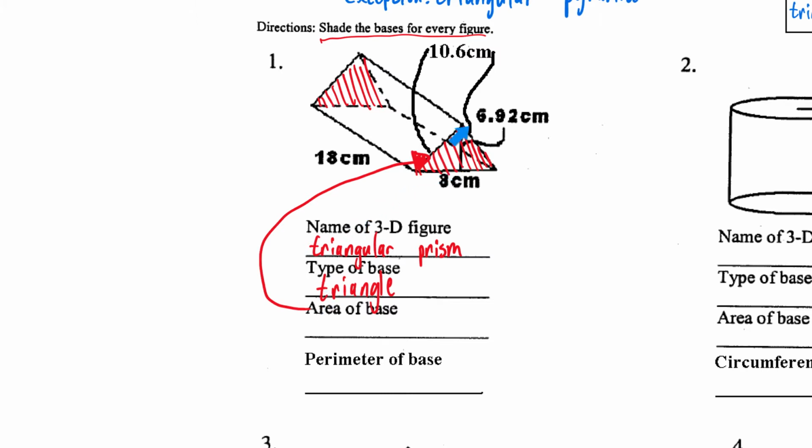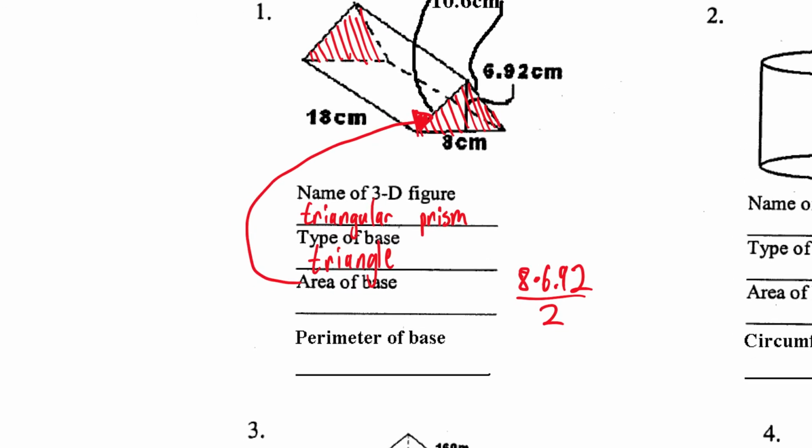So when I'm looking for the area of this triangle, the base of the base is 8, and the height of the base is 6.92. So we're going to do 8 times 6.92 divided by 2. Again, just base times height divided by 2. So I'm just looking for the area of the triangle, so I'm forgetting about the rest of that 3D figure. I'm just focusing in on the triangle right here. So I'm doing 8 times 6.92 divided by 2. And that is an 8. It looks kind of like a 3, but that's an 8. What do you get for the area?